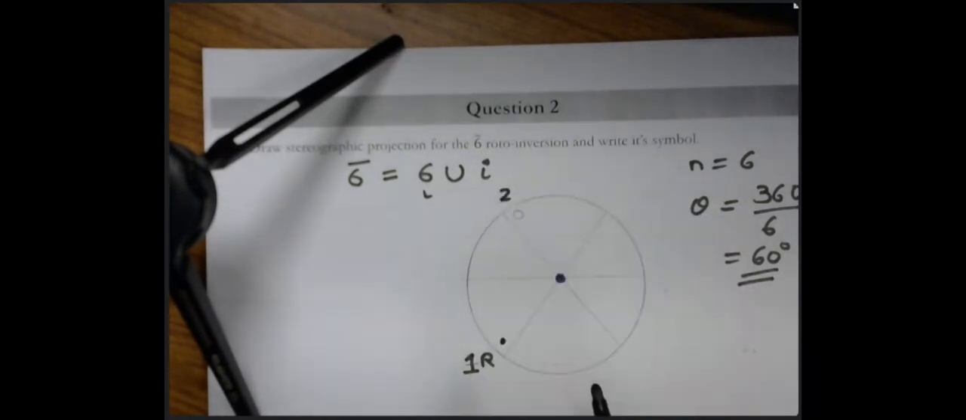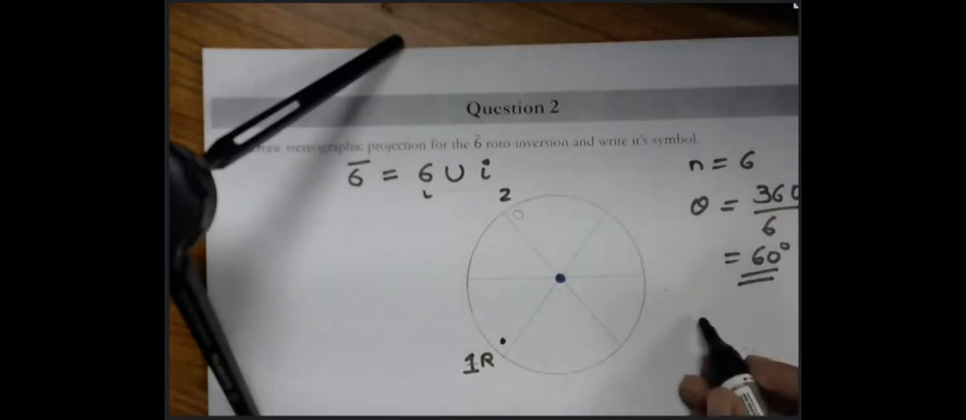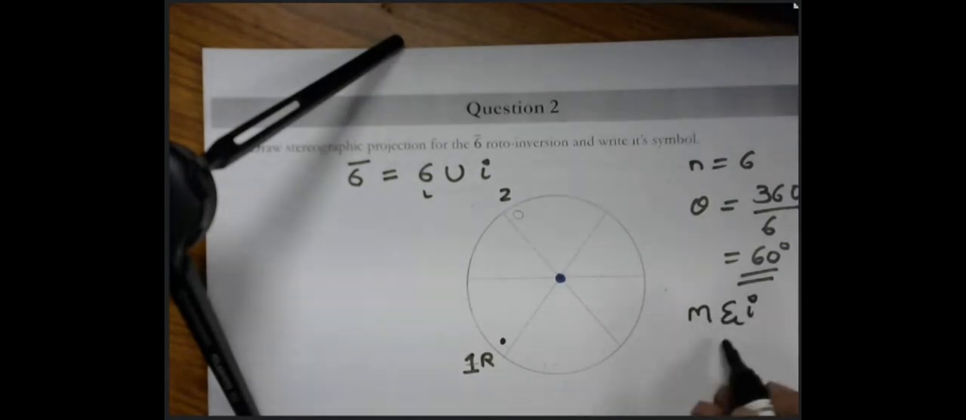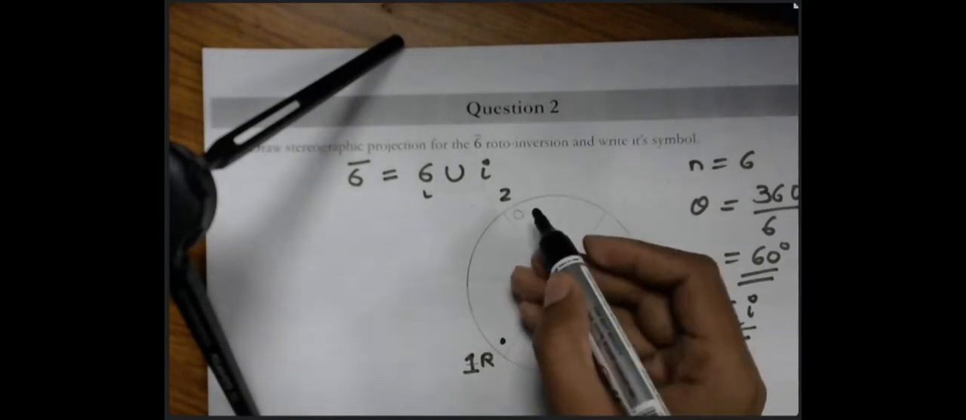But after the inversion, we got a second point, but the handedness will change, right? So in the case of mirror, and in the case of inversion, handedness will change. So we will get the 2 L.